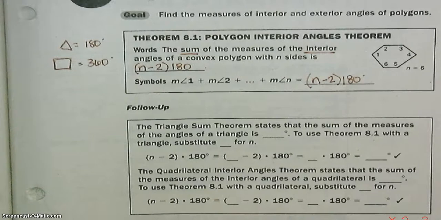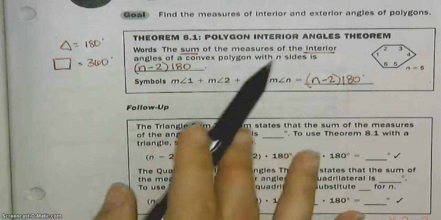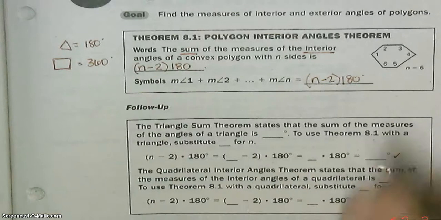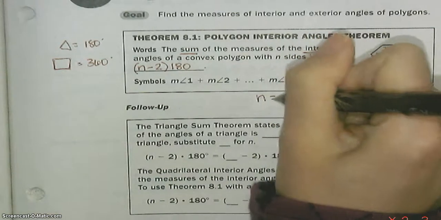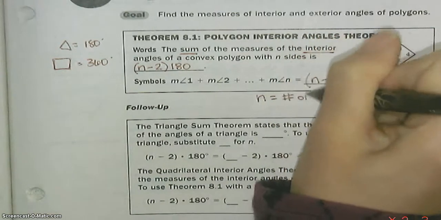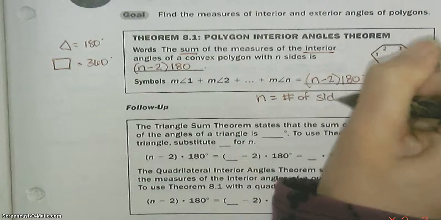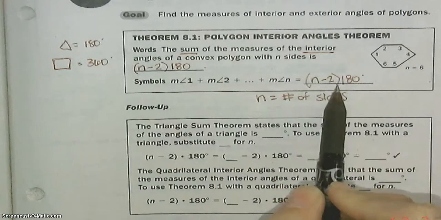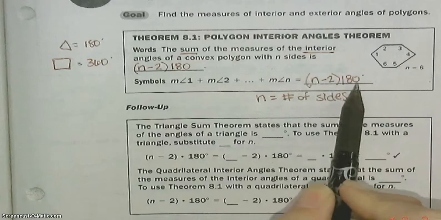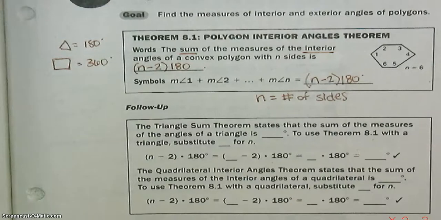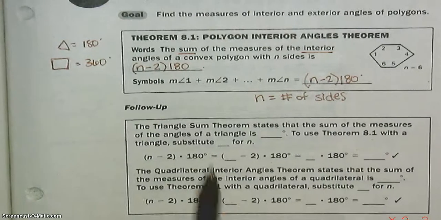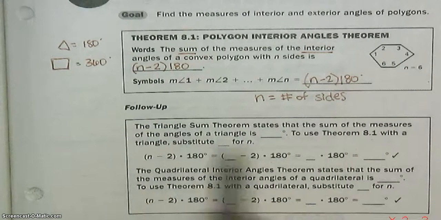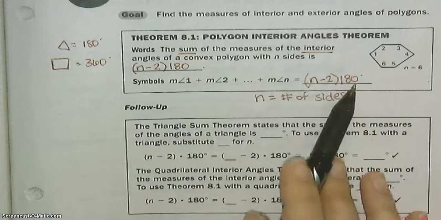All right, so let's verify this. Let's make sure this is right. N stands for the number of sides. Maybe we should write that down here: n equals the number of sides. So you take the number of sides, you subtract 2, and you multiply by 180. Let's try it for the triangle.